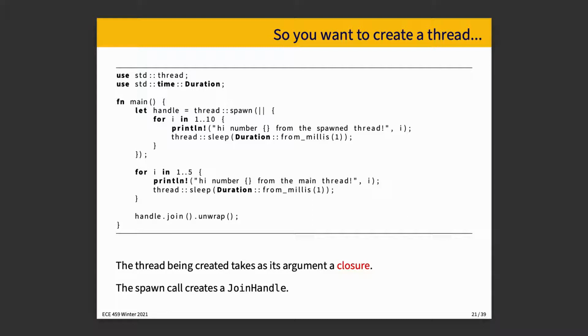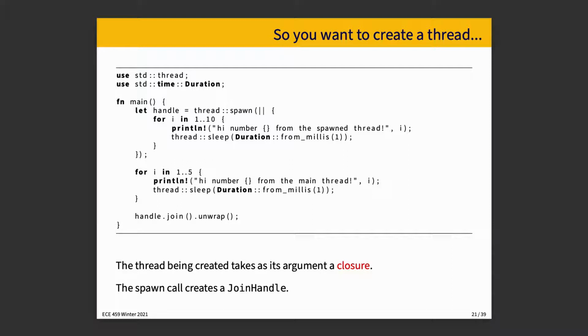And then that curly brace and the closing bracket and the semicolon ends the spawning of the thread. And the return value of creating the thread is a handle. So we'll come back to what the handle does in a minute. We have a for loop in main where it says hello from the main thread, and then we sleep for a bit. And then last thing here at the end, handle join unwrap.